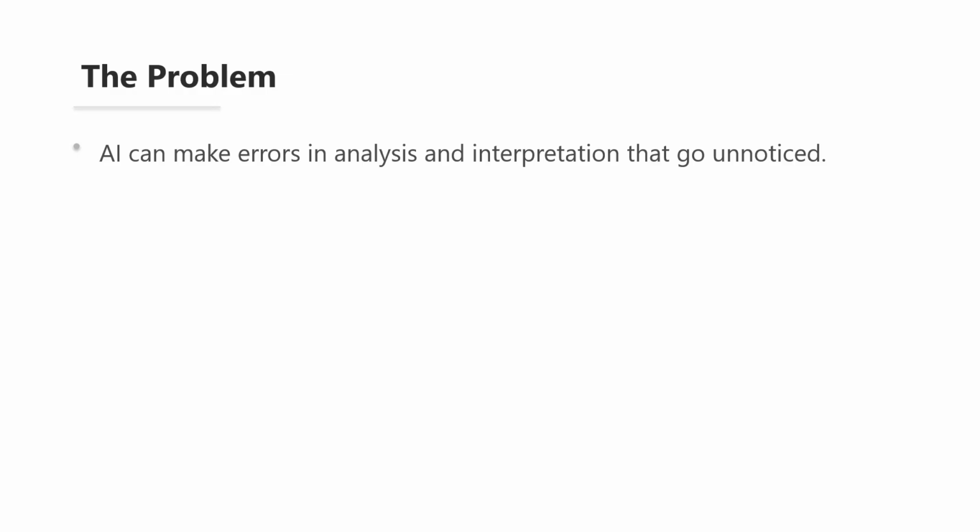Error type 1, hallucinated facts. AI generates plausible-sounding but false information. This includes fake citations, which we covered in video 21, but also invented statistics, fabricated historical claims, and fictional research findings. The AI isn't lying. It's predicting what true information would look like, but the prediction can be wrong.